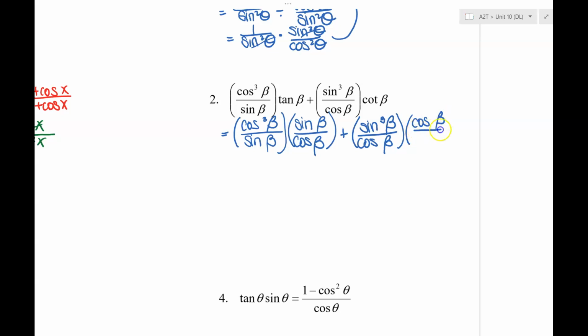Cotangent is cosine beta over sine beta. Well, this will work out nice. Okay, so sines will cancel, cosines will reduce, so we get cosine squared beta. And then cosines cancel, sines, oh, hey, plus sine squared beta. Cosine squared plus sine squared is 1, Pythagorean identity.